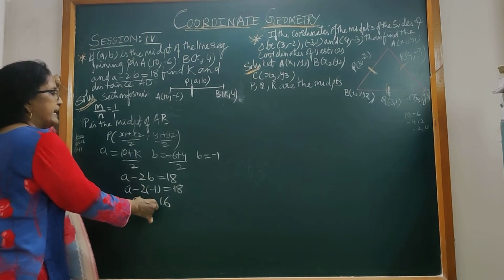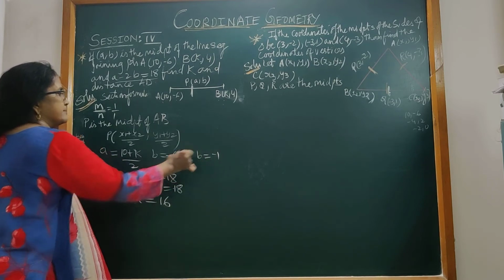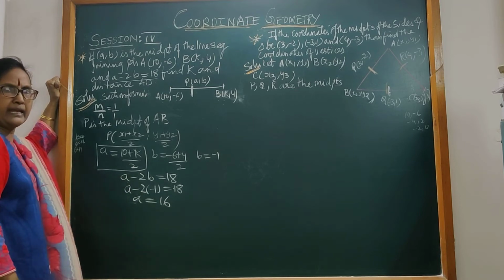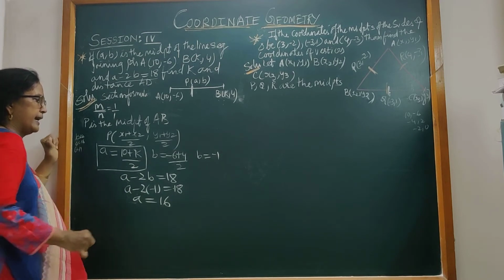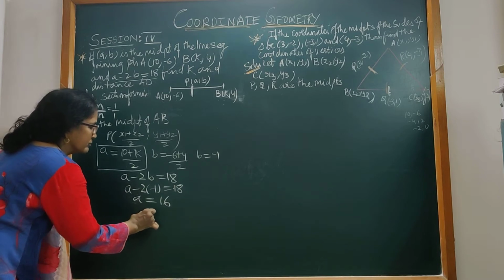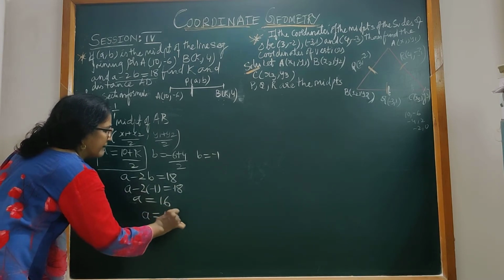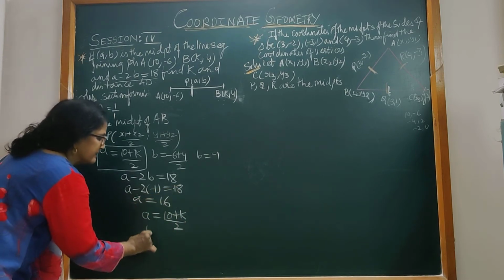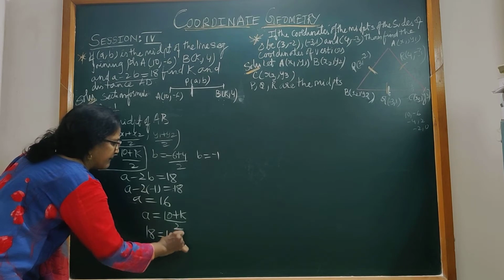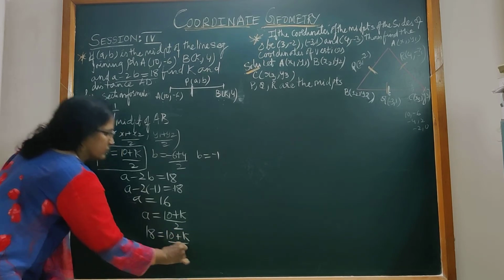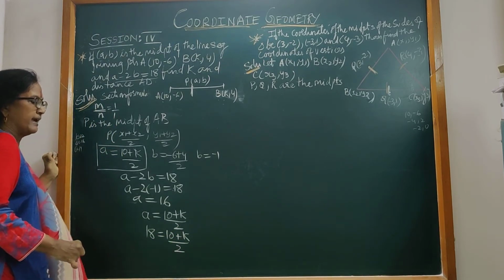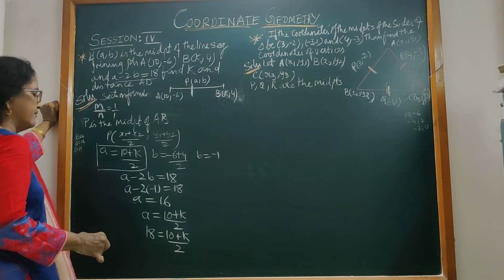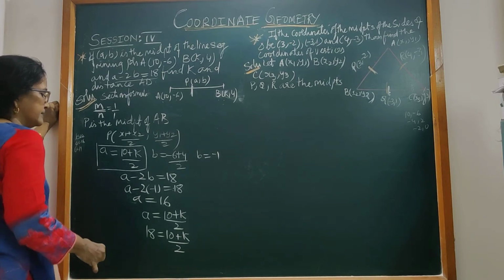Now you have got a as 16, b as minus 1. Put it in this. a is equal to 10 plus k upon 2. a value is 16. 16 is equal to 10 plus k upon 2. Therefore, k will become 32 minus 10.